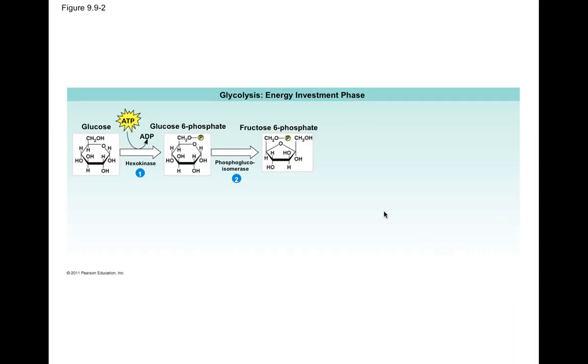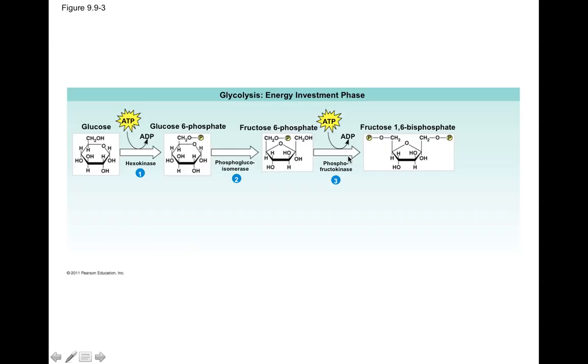We then rearrange the carbons in glucose 6-phosphate using an isomerase, which makes fructose 6-phosphate. Remember, glucose and fructose are isomers, structural isomers, so we rearrange our glucose a little bit and we end up with fructose 6-phosphate. That's catalyzed by phosphoglucoisomerase.